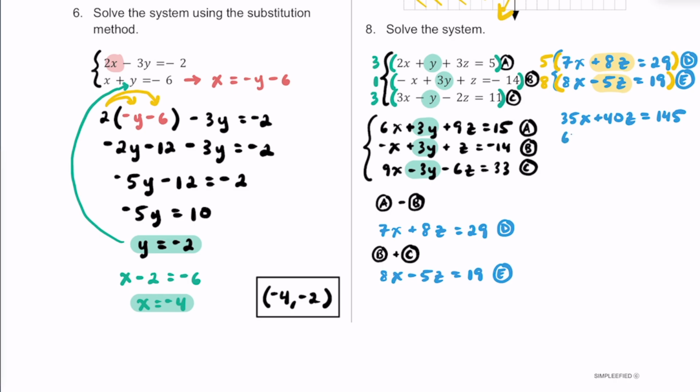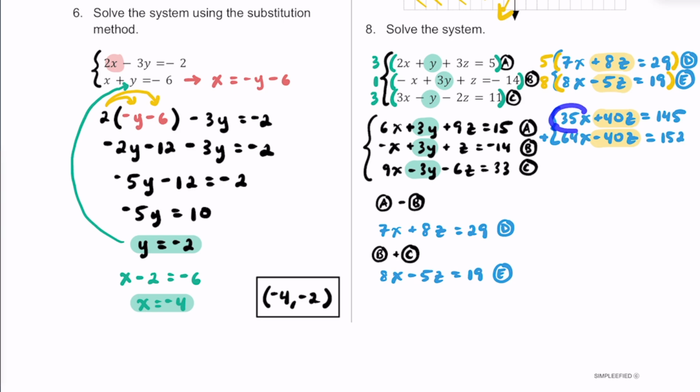And then we're going to have 64x minus 40z, and that's going to be equal to whatever 19 times 8 is. I think that's 152. Okay, and so we're going to take these two equations here and notice how we have opposite coefficients. If they're opposite coefficients, let's add these equations so they eliminate.